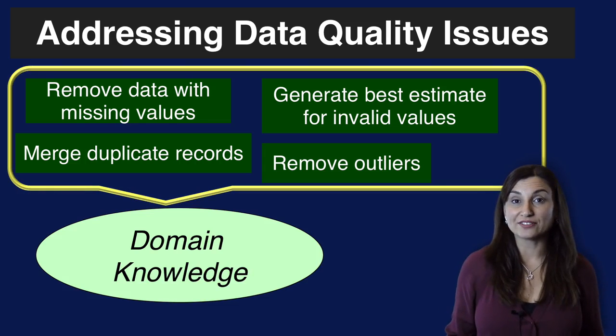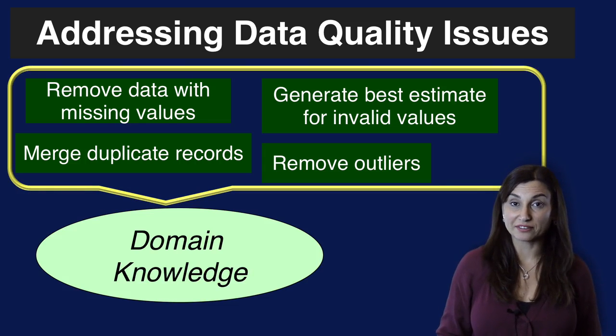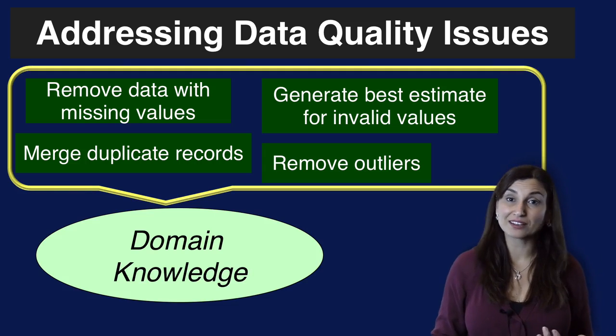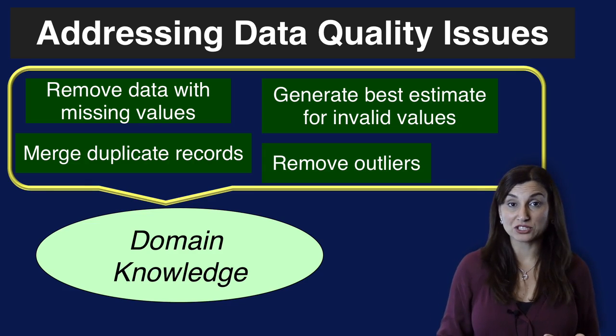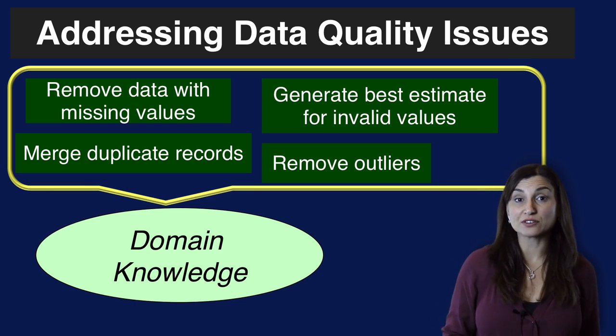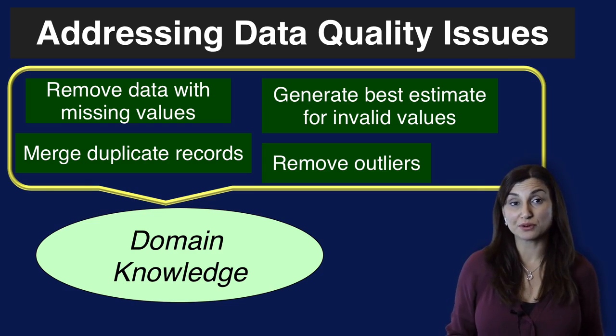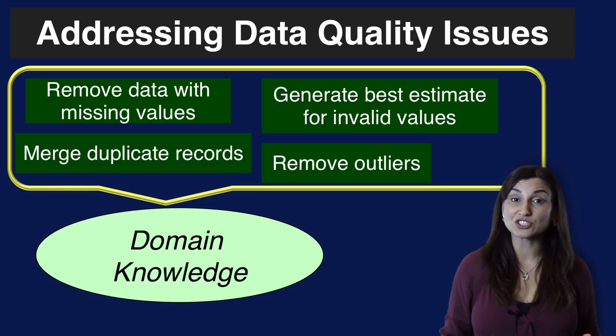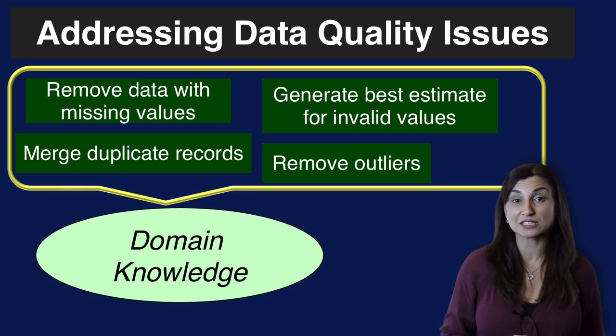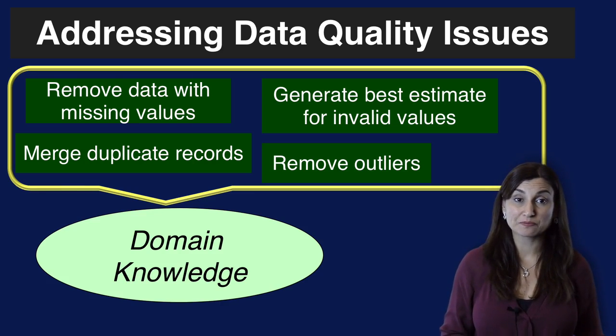In order to address data quality issues effectively, knowledge about the application, such as how the data was collected, the user population, and the intended uses of the application, is important. This domain knowledge is essential to making informed decisions on how to handle incomplete or incorrect data.